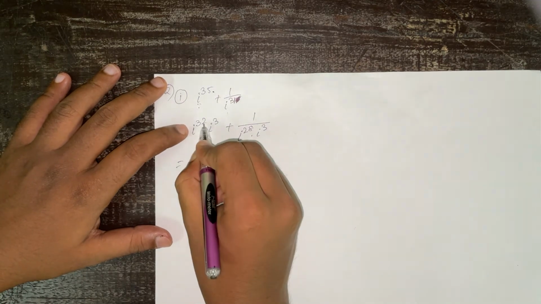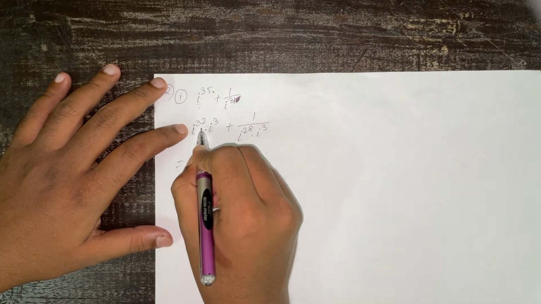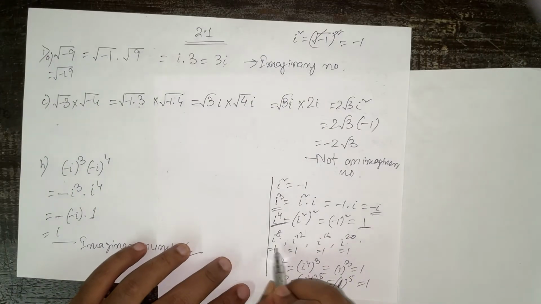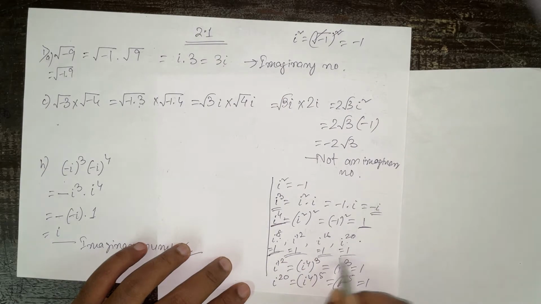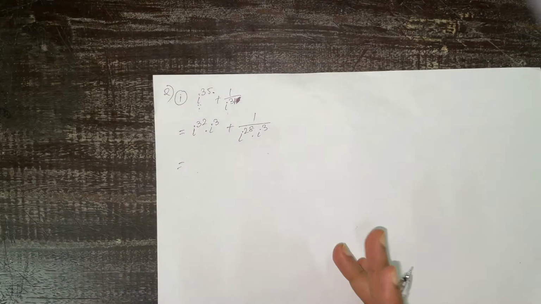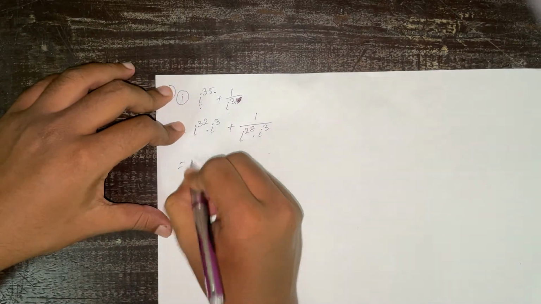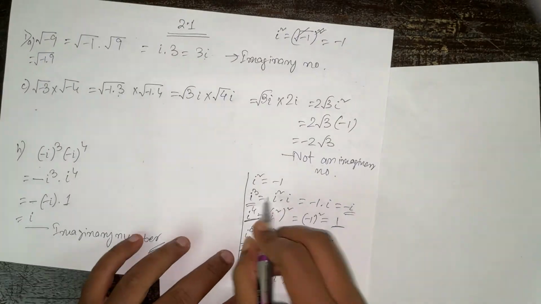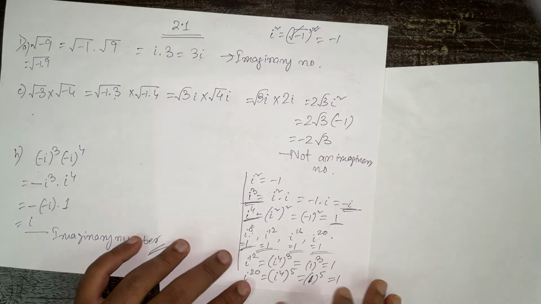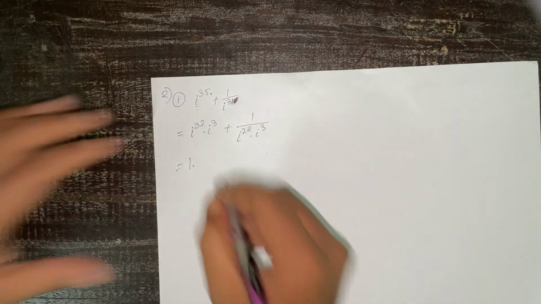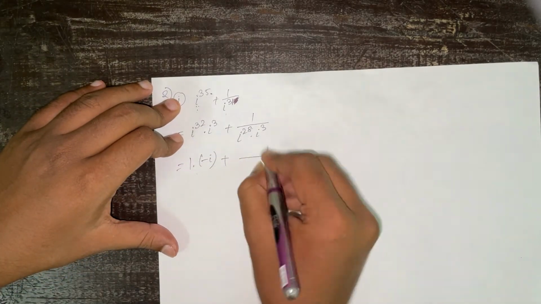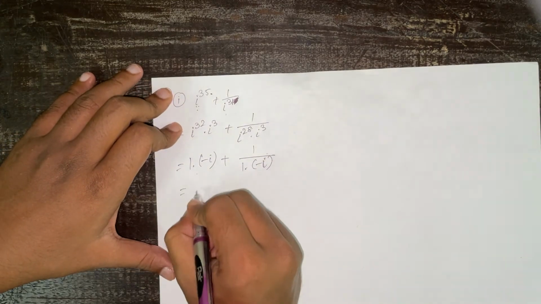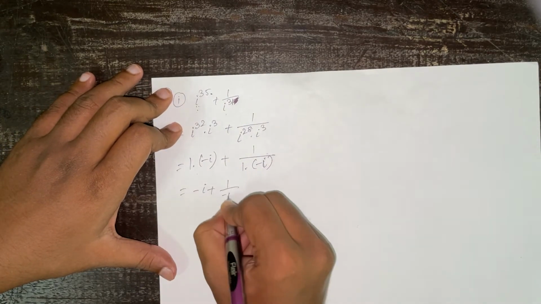So similarly, i to the power 32, since it is a multiple of 4, what have we said? That if the numbers are multiples of 4, then all these numbers will have value 1. So let's apply that here. So we have i to the power 32 will be 1 into i cube. What is i cube? We have just found out the value of i cube. See, value of i cube is minus i. So we can apply that here as minus i. So similarly here 1 into minus i. So we have minus i plus 1 by minus i.